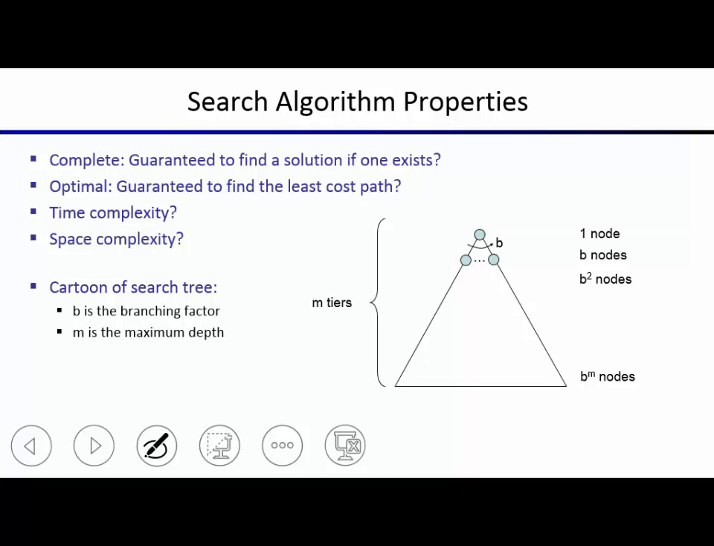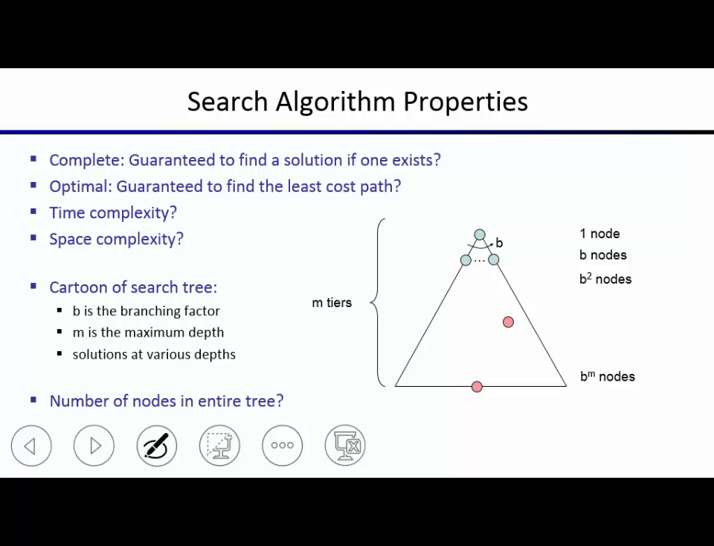Okay? Another number then is m, which is the maximum depth. So that's however deep your search tree ever ends up being. It could be infinite, but for other problems it could be bounded, and then there is a finite number m saying how deep your search tree is. Okay? There could be solutions at all kinds of depths, right?